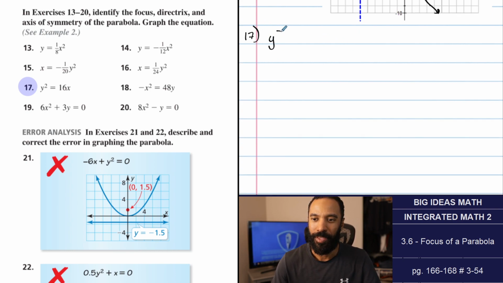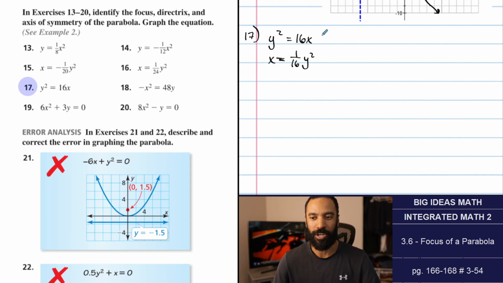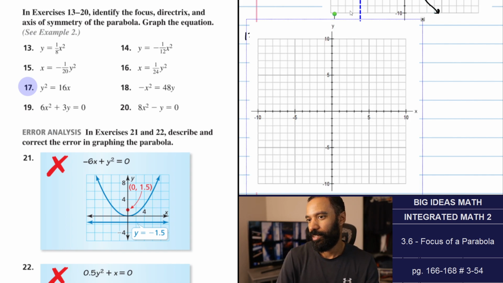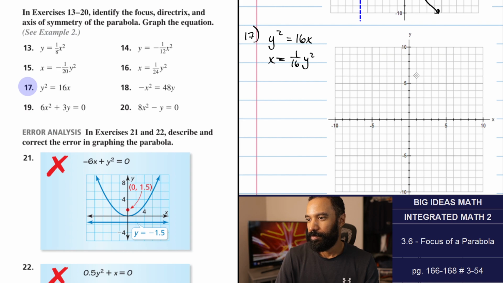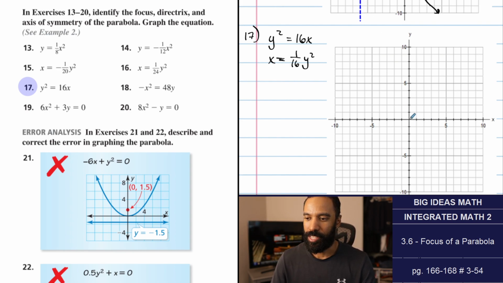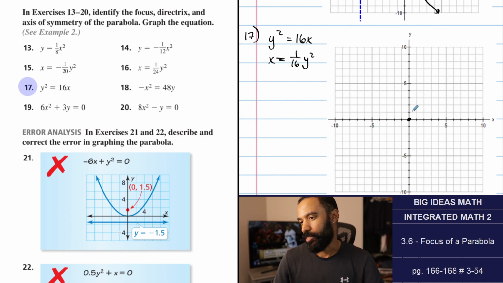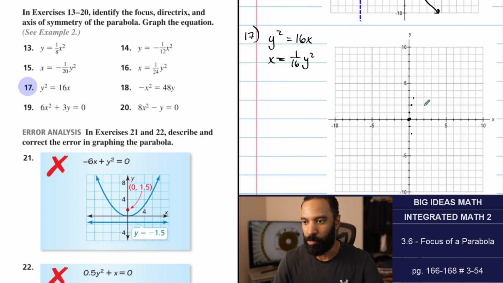Number 17, y squared equals 16x. Let's divide both sides by 16. You'll get x equals 1/16 y squared. So this is the equation we're going to base our graph off of here. So here we go. Vertex is at the origin. It's an x equals y squared equation, so it's going to go to the right. You're going to take 1/16 of 1, which is 1/16. 1/16 of 4, which is a quarter. 9/16 is a little more than half.